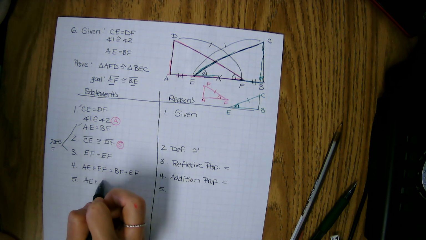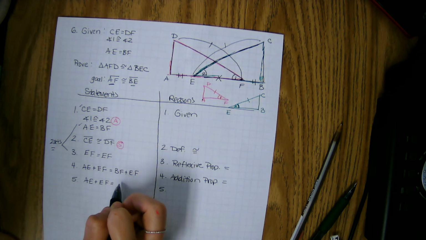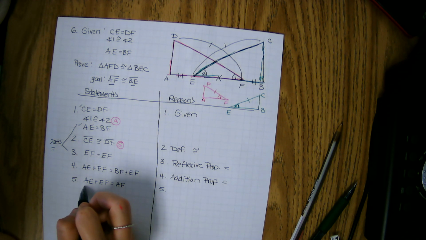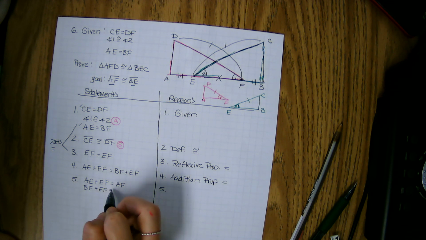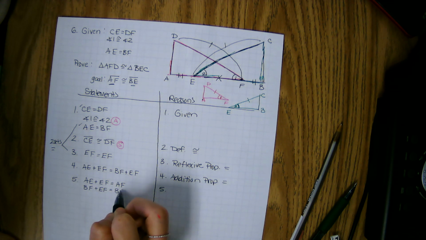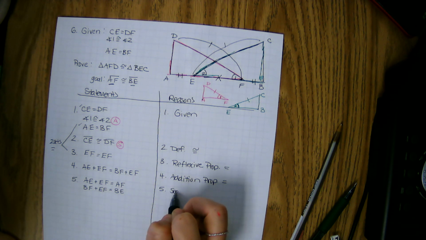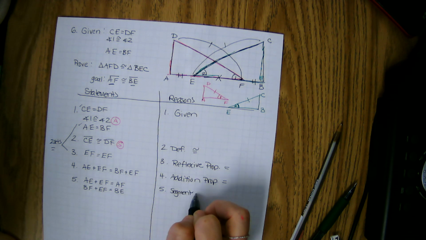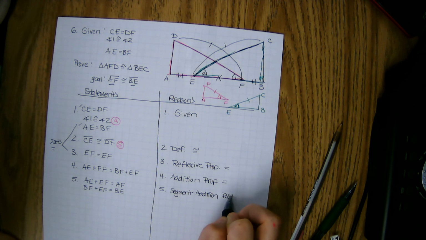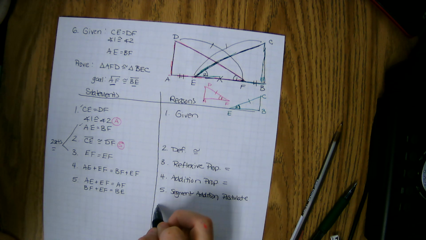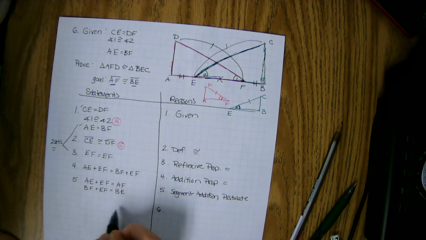So I'm going to take AE plus EF and set that equal to the whole segment, which would be AF. And then I'm going to take BF plus EF, and those 2 parts would add to the whole of BE. And that is your segment addition postulate, which just means the sum of the parts equals your whole.